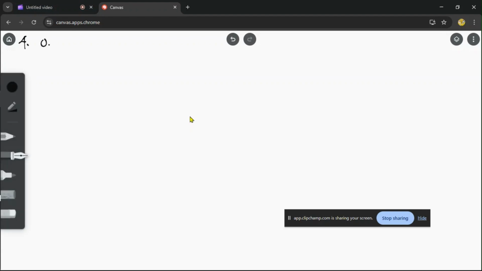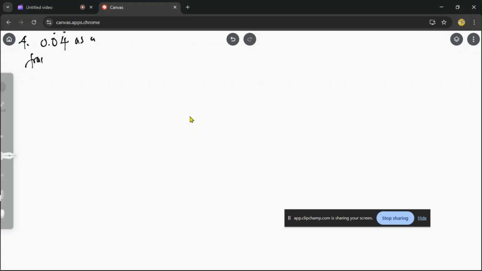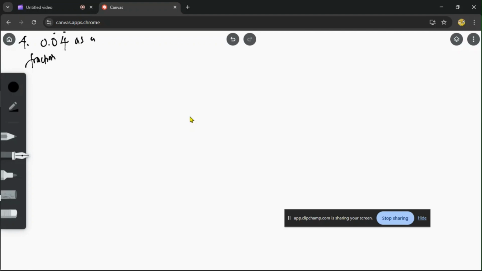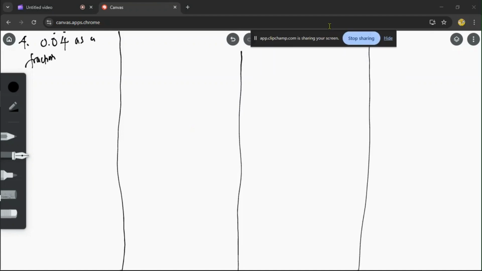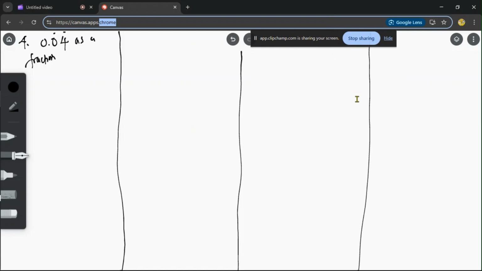They want 0.04. You put a dot here, you put a dot here, as a fraction. They want me to express it as a fraction. Right. Express as a fraction. Sorry for this one. Let me put it somewhere here.